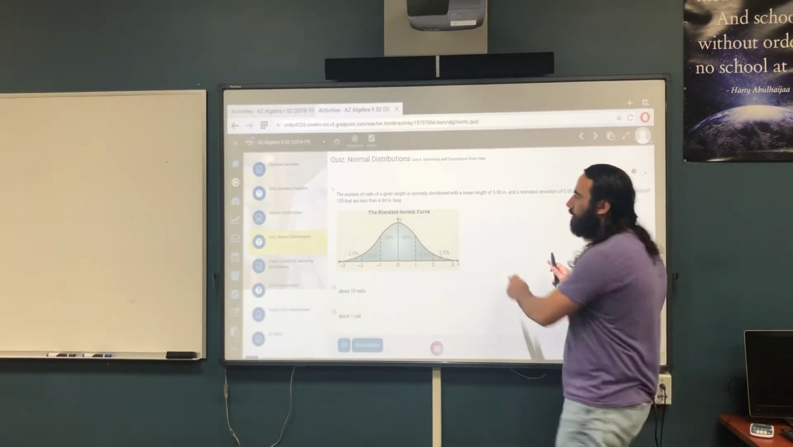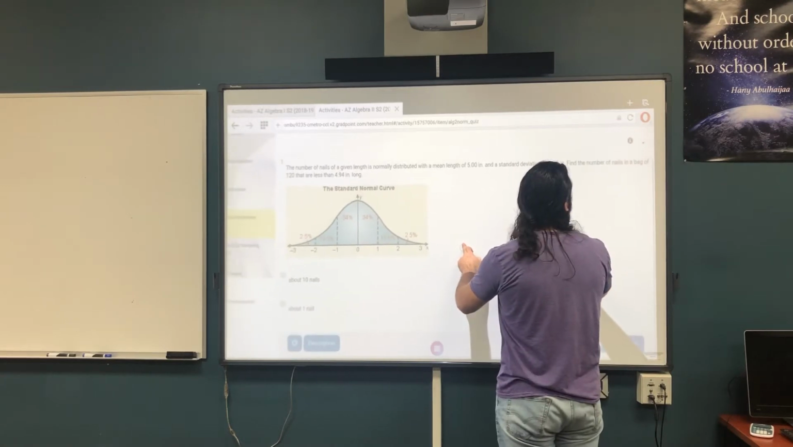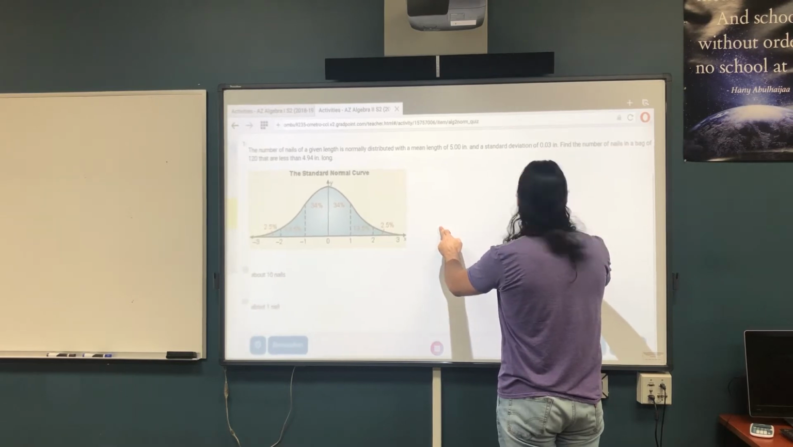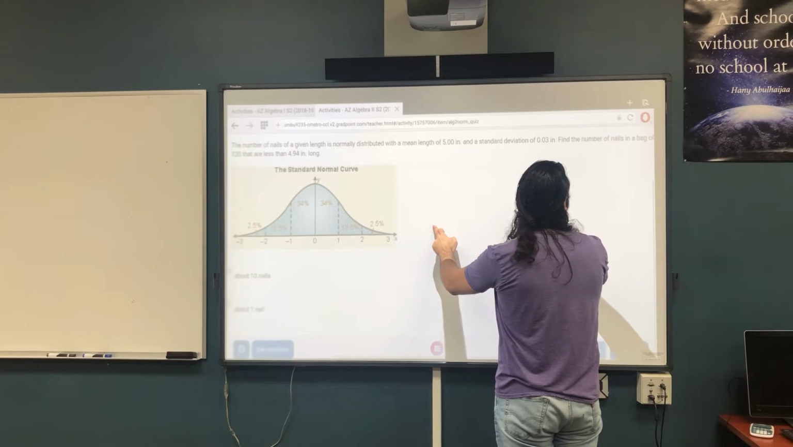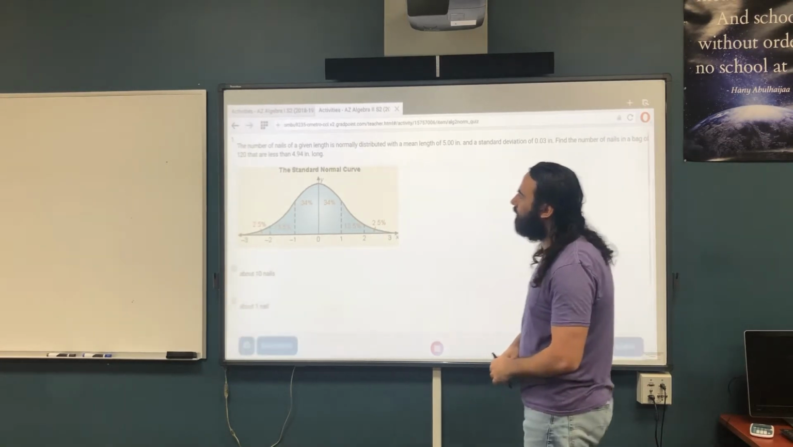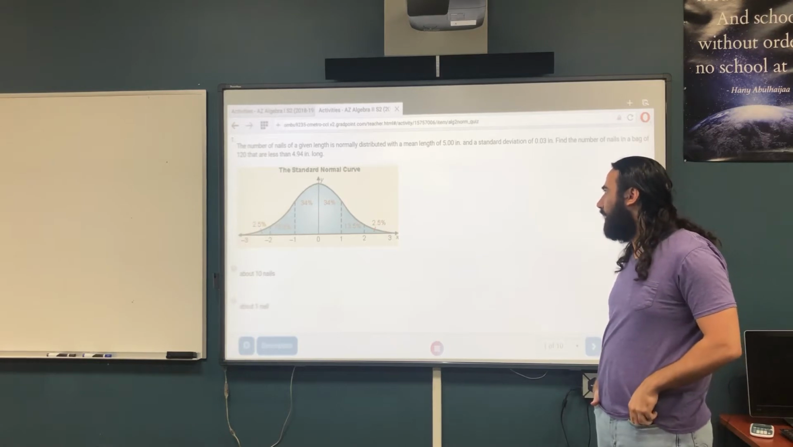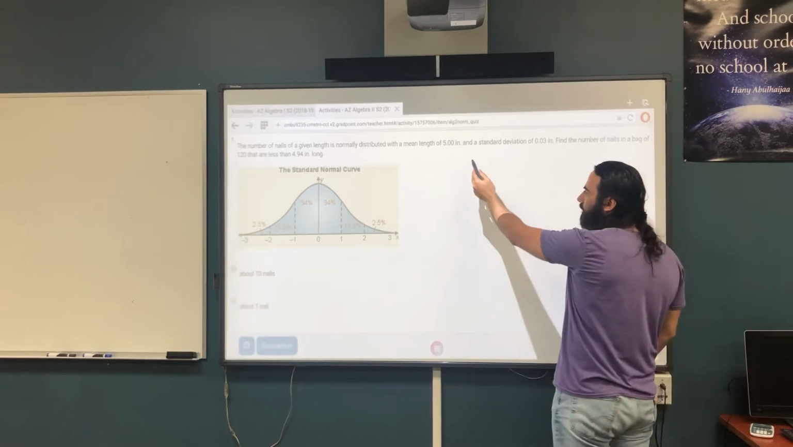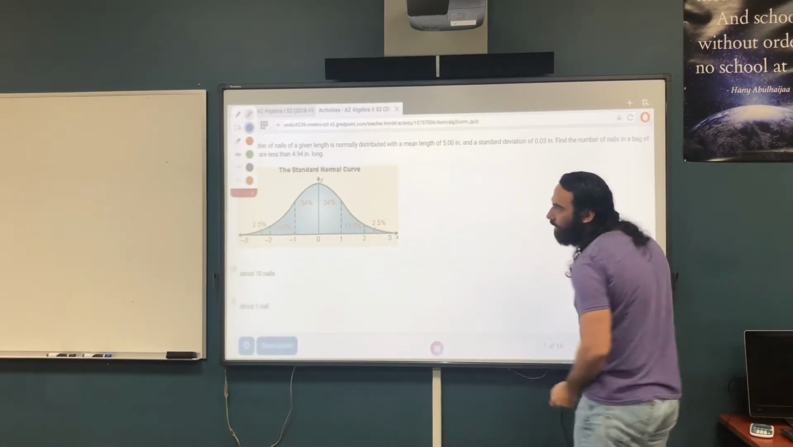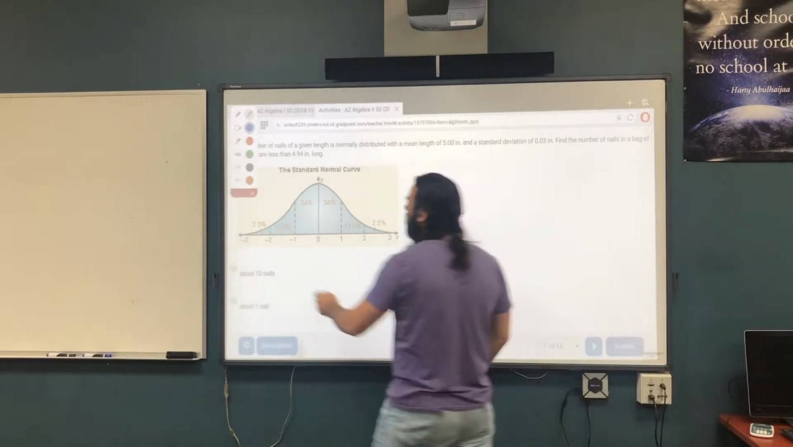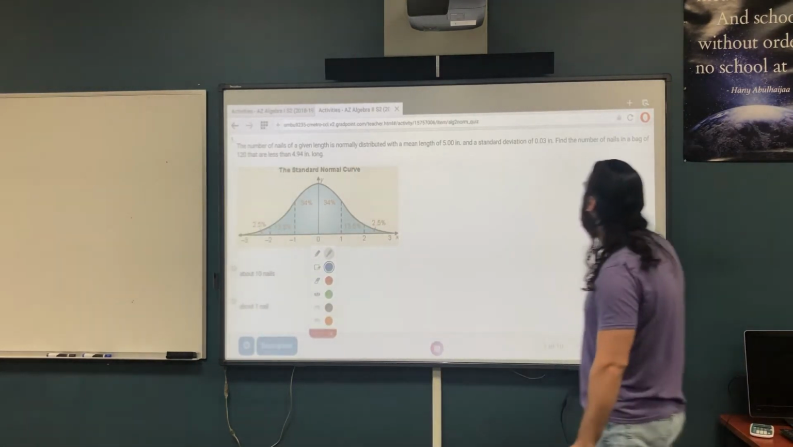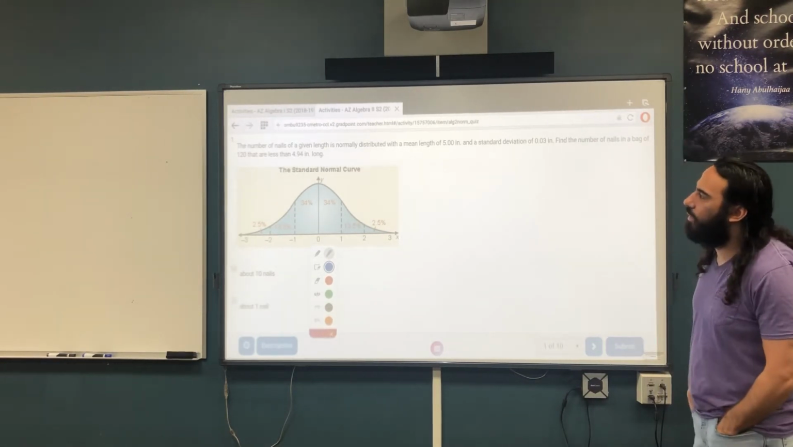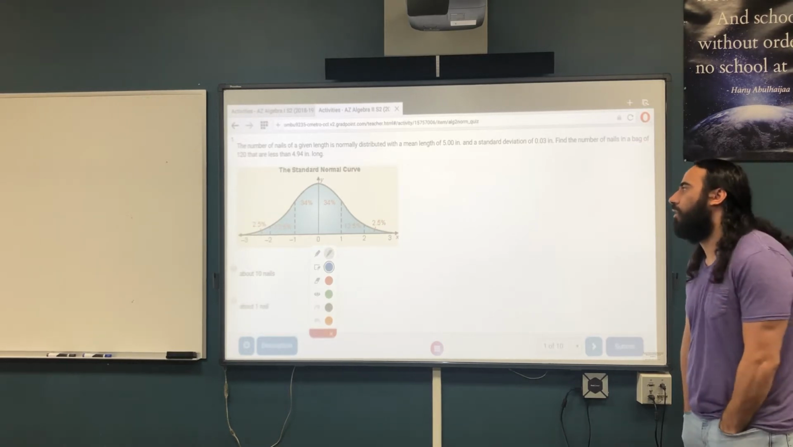Let me zoom first so you can see it. The number of nails of a given length is normally distributed with a mean length of 5 inches. So 5 inches, that's the mean, right? And a standard deviation of 0.03 inches. Find the number of nails in a bag of 120 that are less than 4.94 inches long.